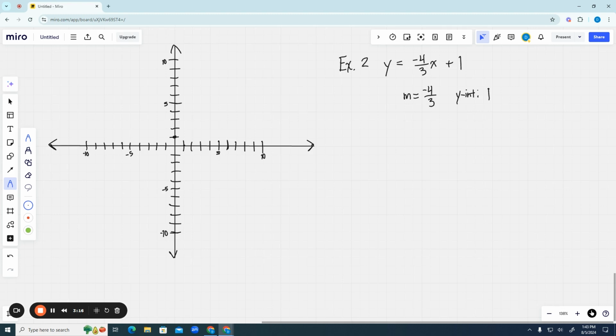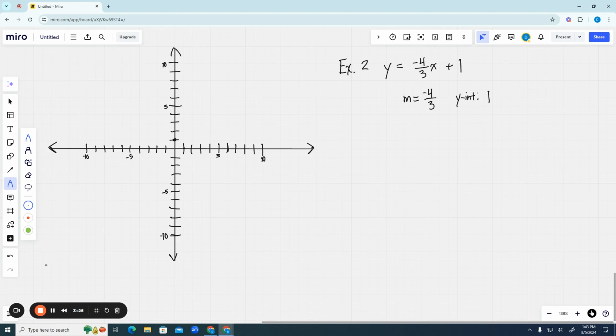So we're going to go in a little bit of a different direction than the other one. Instead of going up and over to the right, you're going to go down and over to the right. So we're going to go down 4 and over 3. So 1, 2, 3, 4. 1, 2, 3. So that's right here. And then if we want to make another point, we can go down 4 and over 3 again. 1, 2, 3, 4. 1, 2, 3. And that is our line for that one.